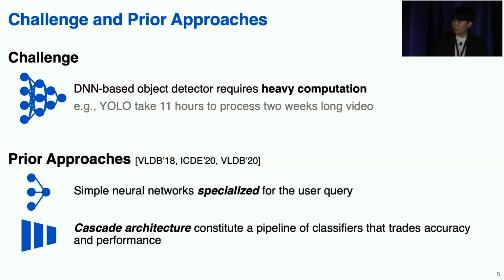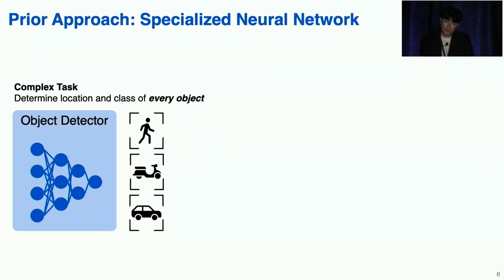So the prior approaches recently made in the database field introduce 2 new concepts to address this challenge. The first is to use a simple neural network that is specialized for the user query. And the second is to build a cascade architecture, where a pipeline consists of multiple classifiers that trade off accuracy and performance. I'll explain these 2 concepts in more detail. So first, the specialized neural network.